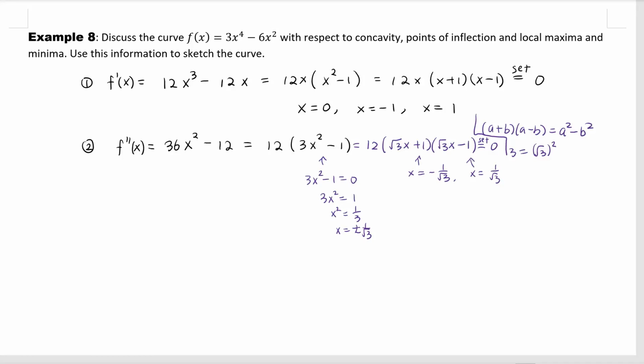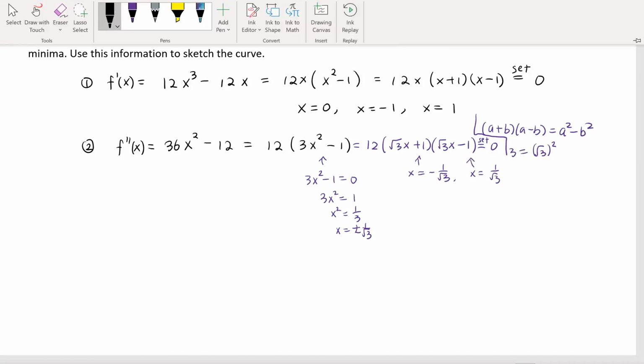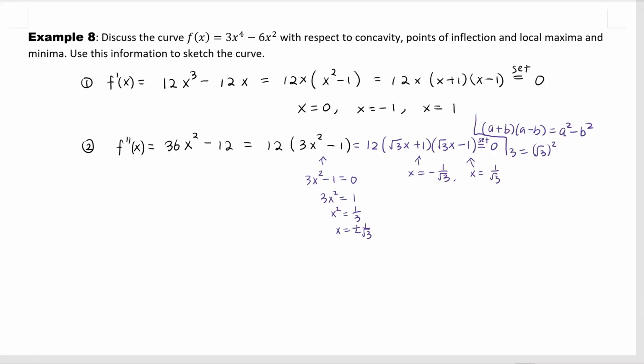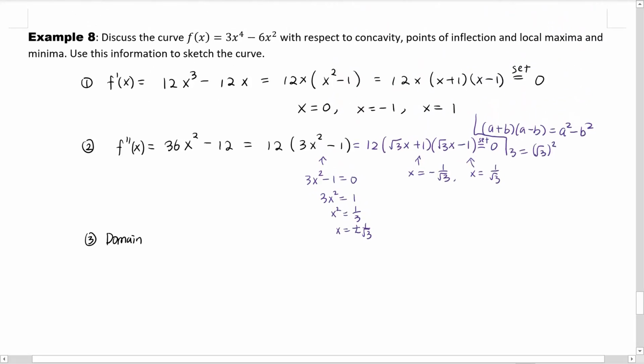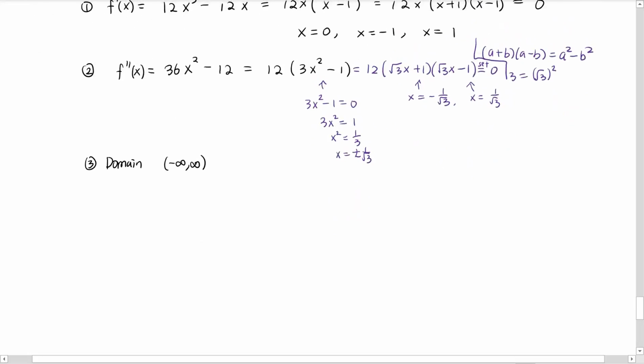Okay, so those are the possible inflection points, but we don't know whether they are inflection. We're not sure they are inflection points yet, because we need to show f prime prime really changed signs. Okay. So what is the domain? Well, the domain is polynomial. For polynomial, the domain is all real numbers, right?